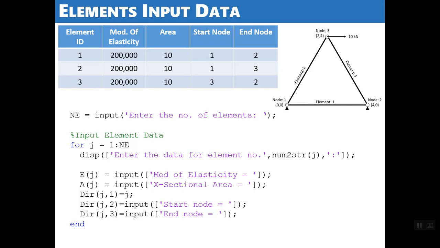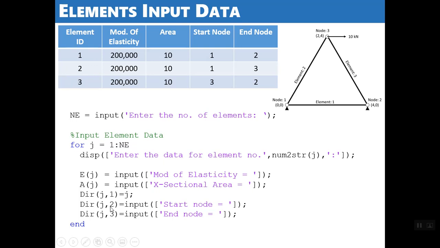Corresponding to each element, we have to demand user to input modulus of elasticity, a cross-sectional area, starting node and ending node. In this particular case, I have used individual arrays E and A to store modulus of elasticity and area for each of the element, and a two-dimensional array has also been used where J would mean the element number. However, I have stored the element number separately in column number 1 of the array called dir.